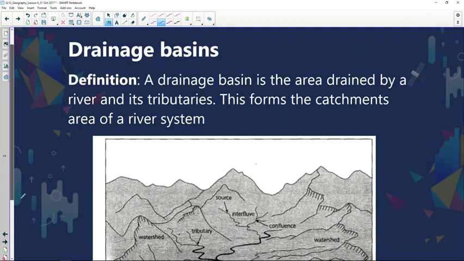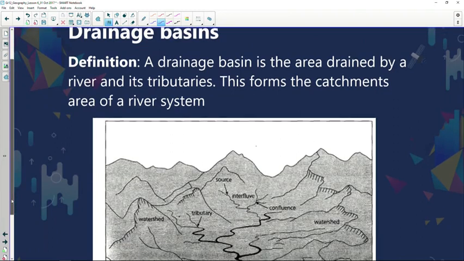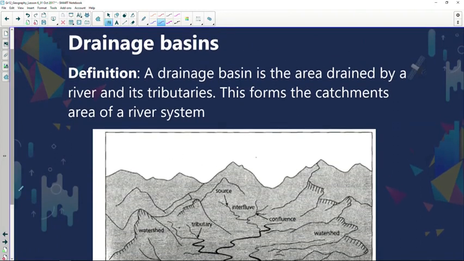Our next topic that we're going to discuss is drainage basins. Now, if you look at the definition of a drainage basin, it's an area drained by its river and its tributaries. This forms catchment areas of a river system. Now, let's just quickly decipher it because there are quite a few important terms that we need to understand.